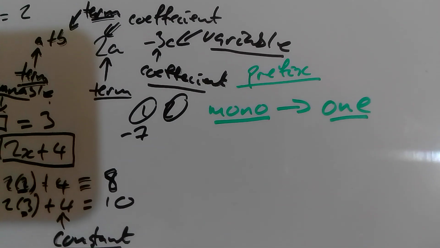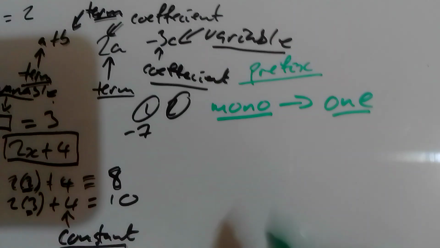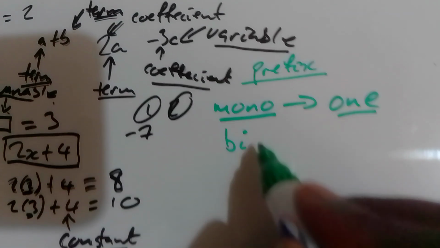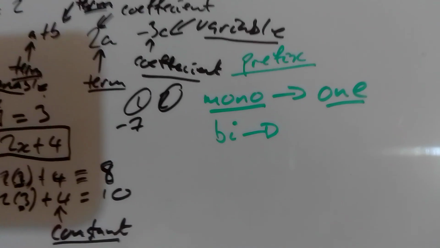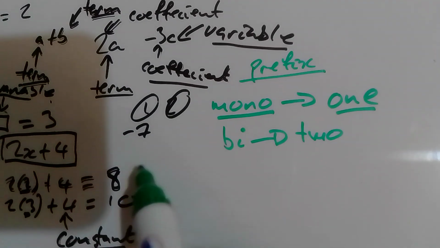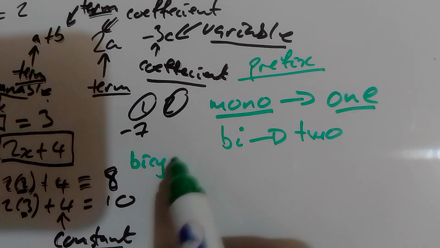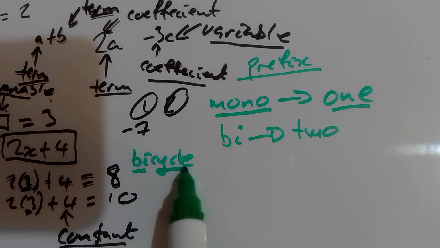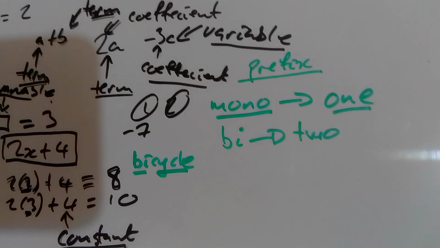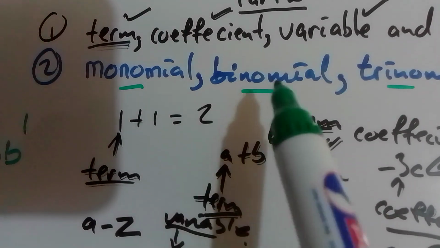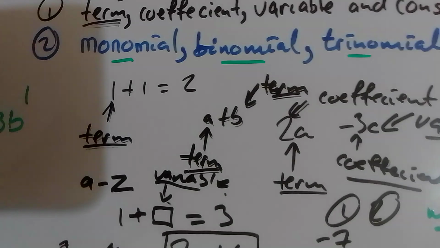Now, on this second part, we're now going to talk about a binomial, but the prefix of binomial is bi. Bi means what? Bi means 2. Hence, you call it a what? A bicycle. Why? You call it a bicycle because it is a cycle which has got 2 wheels. That's why you call it a bicycle, right? Okay, so binomial means 2.